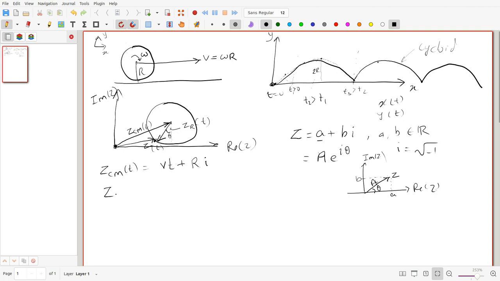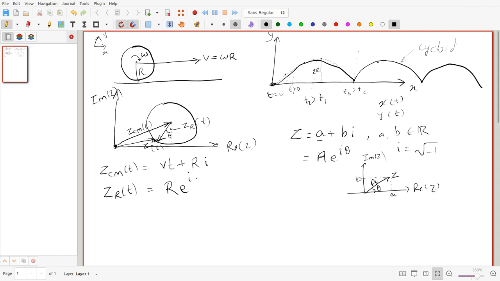Now, what about z in the radial direction? First of all, we need the a, the so-called modulus or the length of this complex number. Again, that's independent of time because this is always the radius of the disk. So we will now use the second representation.